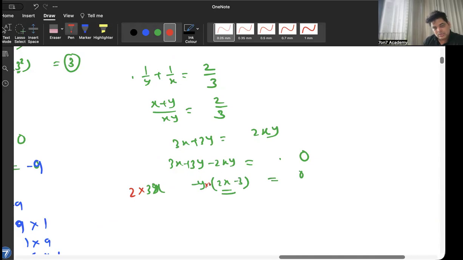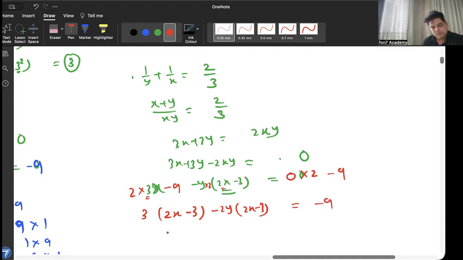Understand? So multiply 2 here as well, multiply 2 here as well. Because you need 2x, then it becomes 2x. Now 3 is extra. So you have to now factor out 3 only, and you should be left with minus 3. So isn't it minus 9 you'll do? So if now you factor out 3, what are you left with? 2x minus 3, and then minus 2y, so 2x minus 3 times 2y minus 3 is equal to plus 9.